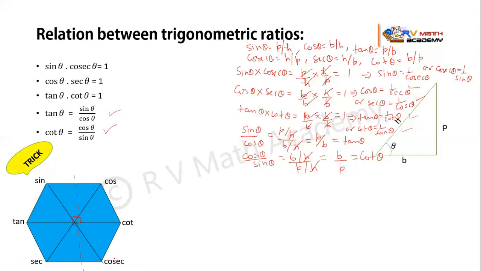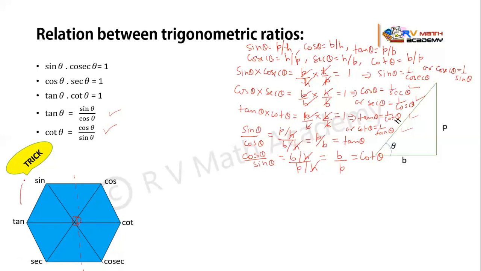Sin theta and cosec theta are reciprocal of each other, tan theta and cot theta are reciprocal of each other, cos theta and sec theta are the reciprocal of each other. Now one more thing we can learn. Not only these relations, we can develop so many relations from this.